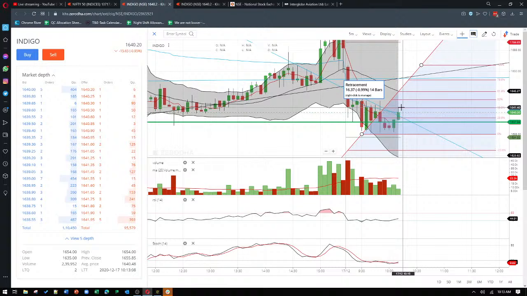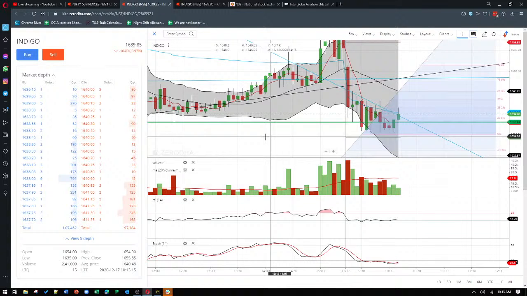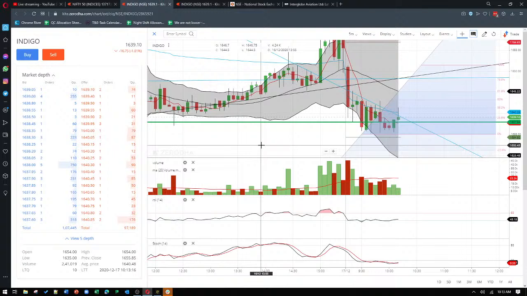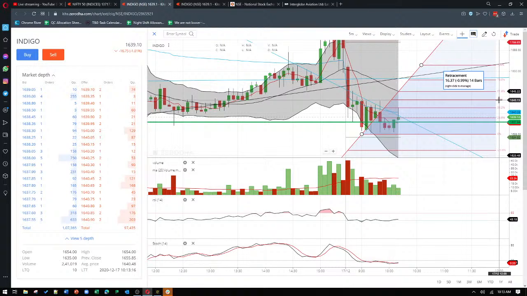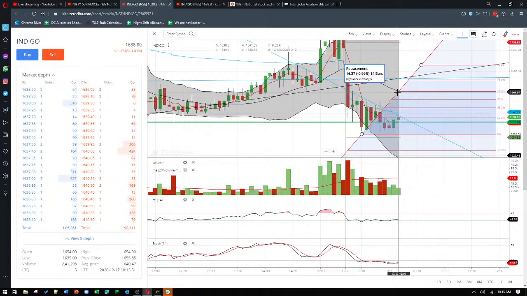Let us see whether it is breaking that 38.2. If it is breaking, it might go to 61%, right? Because 50 is not actually a Fibonacci value, so let me ignore that 50 percent. But if it is going to 61 percent, that is again a median value. Breaking that median value with the current trend, I don't think it is going to happen.